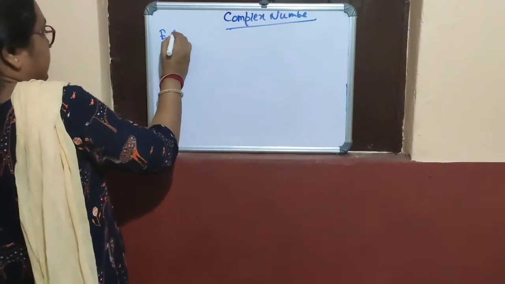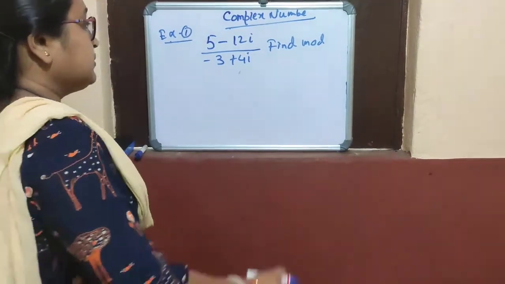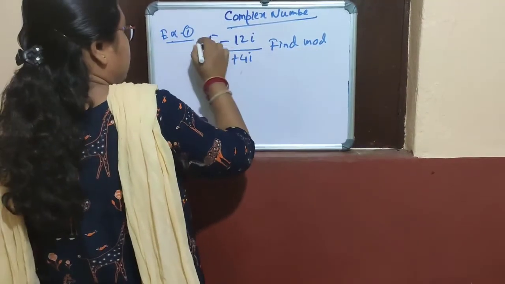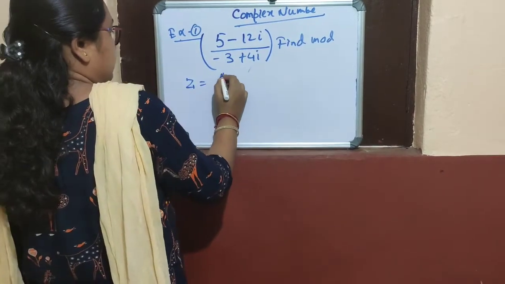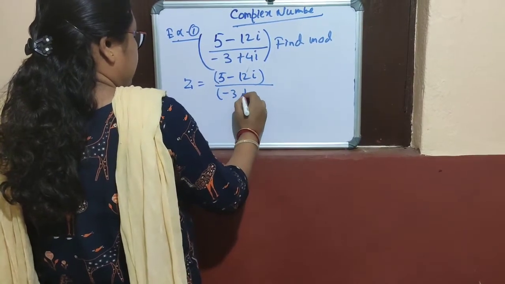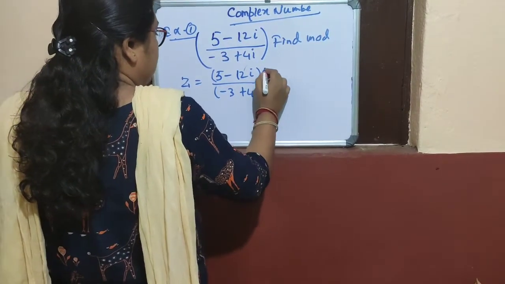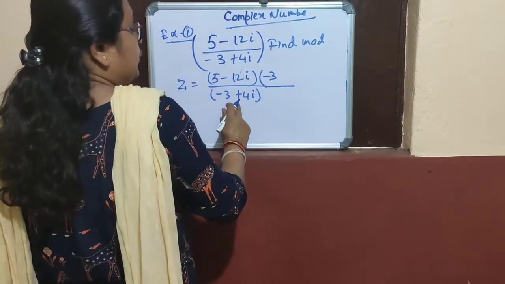I will give you some examples. Example 1. The question is to find the mod or modulus of this one. Now this is z. z equals 5 minus 12i divided by minus 3 plus 4i. You multiply both numerator and denominator by the conjugate. What is the meaning of conjugate?